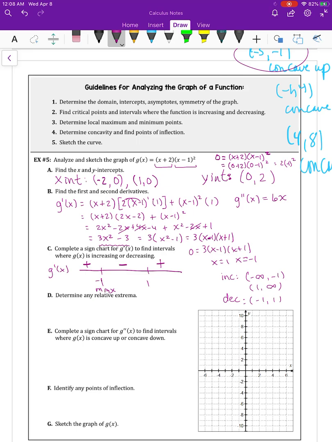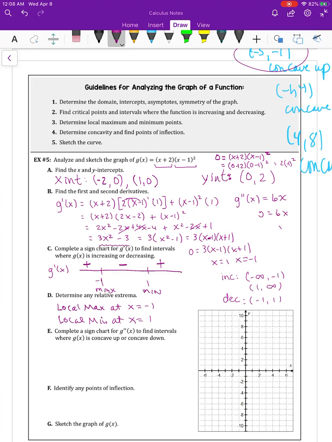So determine any relative extrema. Well, if I go from plus to minus, I have a max at negative 1, and I have a min, because I go from negative to positive, at positive 1. Okay, so I have a local max at x equals negative 1, local min at x equals positive 1.